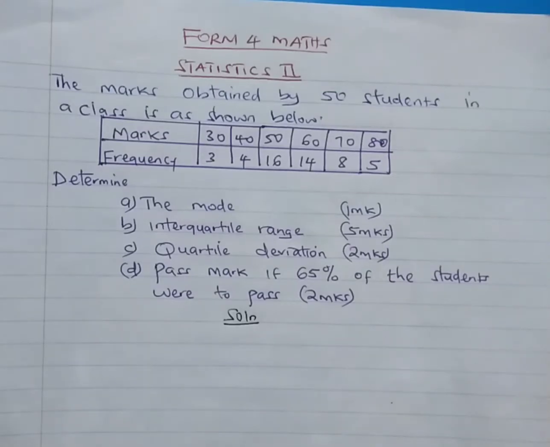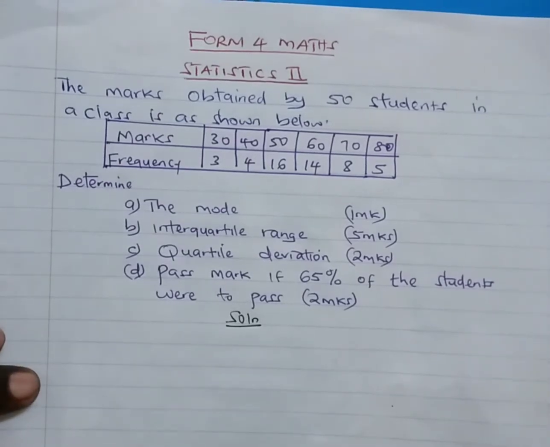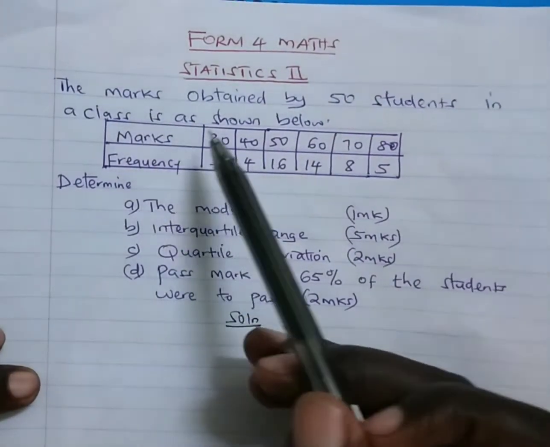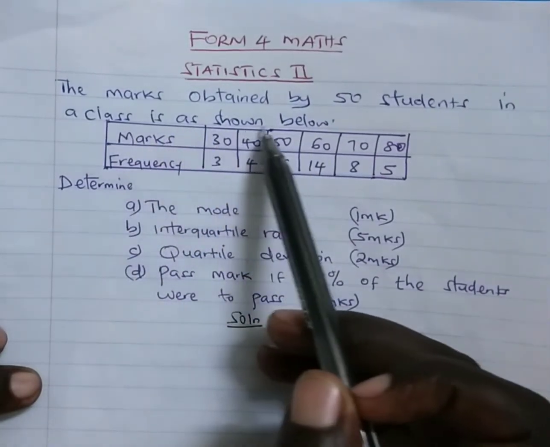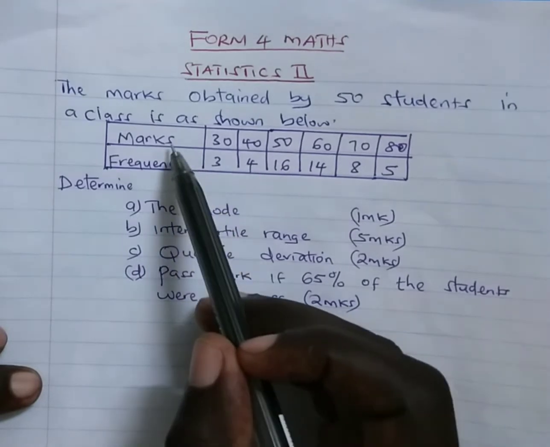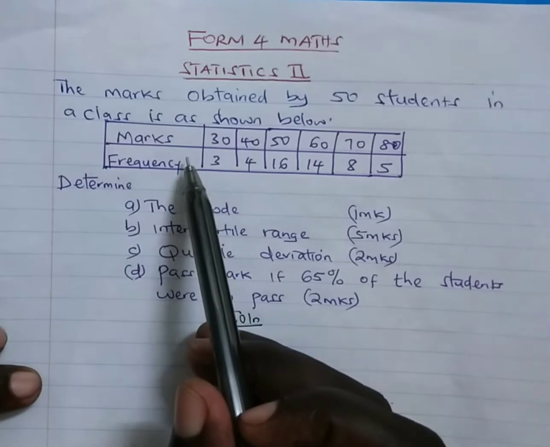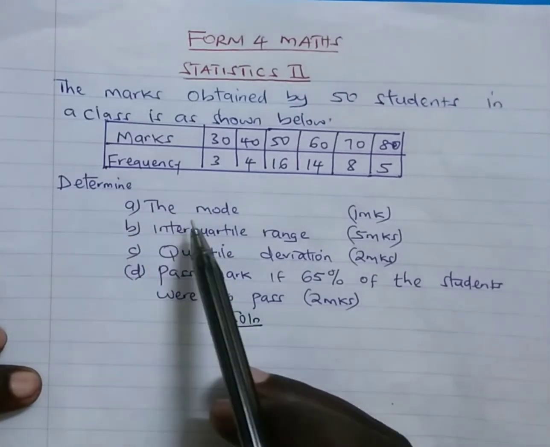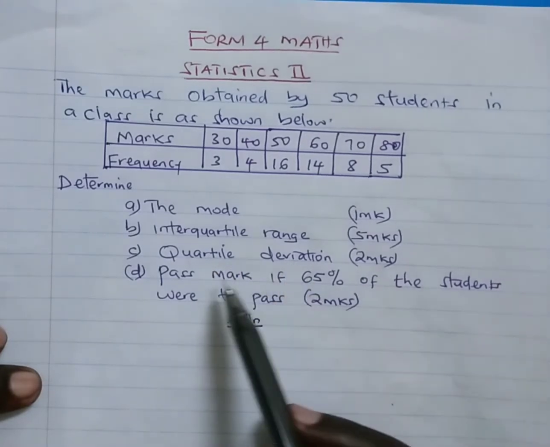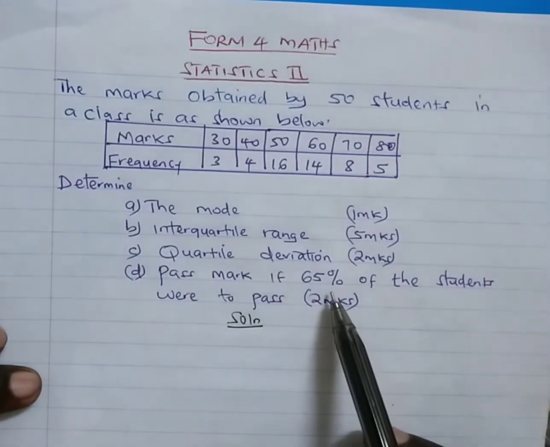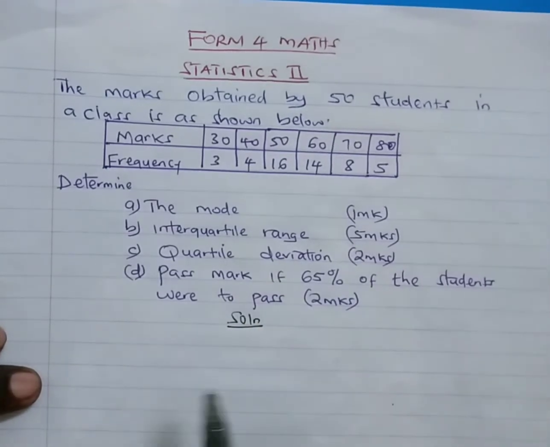Welcome to this lesson. Today we are going through statistics, and the question that we have reads: the marks obtained by 50 students in a class is shown below. We have a table showing the marks and the frequency. Then from this information you are required to determine the mode, the interquartile range, the quartile deviation, and the pass mark if 65% of the students were to pass. So let us look at the solution.